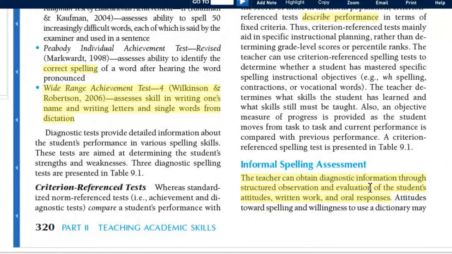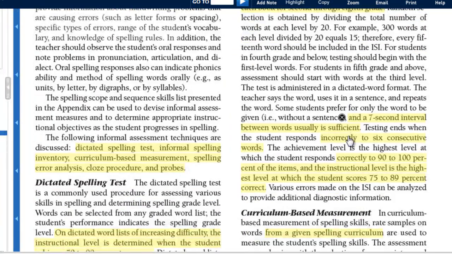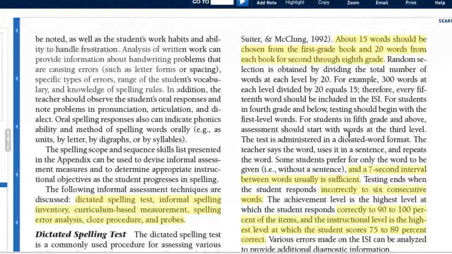Then here's the informal ones. Teacher can obtain diagnostic information regarding spelling through structured observation and evaluations of attitudes. And so, just like we did in reading, part of your assessment will be what is their attitude about spelling. And why does that matter? Well, it's kind of like reading from the standpoint that if they are a frustrated reader, they are a frustrated speller that's had a history of not being successful, it's going to directly affect the way they approach spelling and the way they approach you and your teaching. And so that will be part of your analysis on your approach with each child, each student.